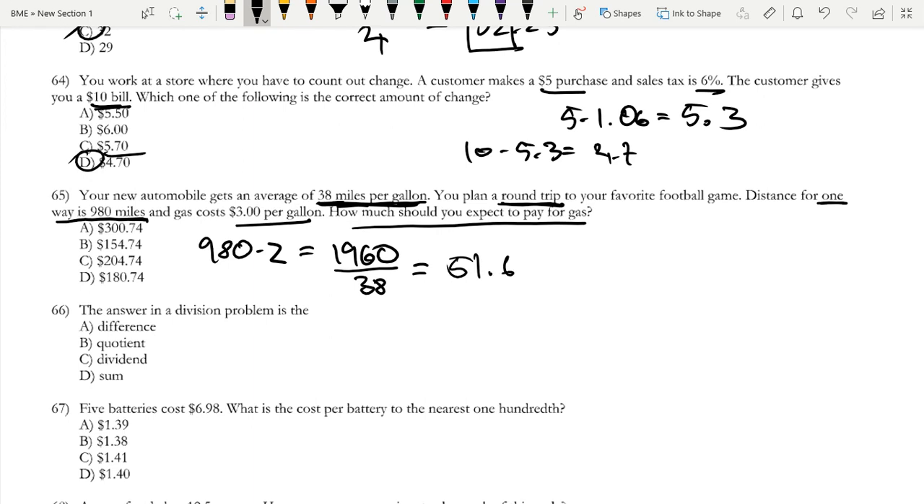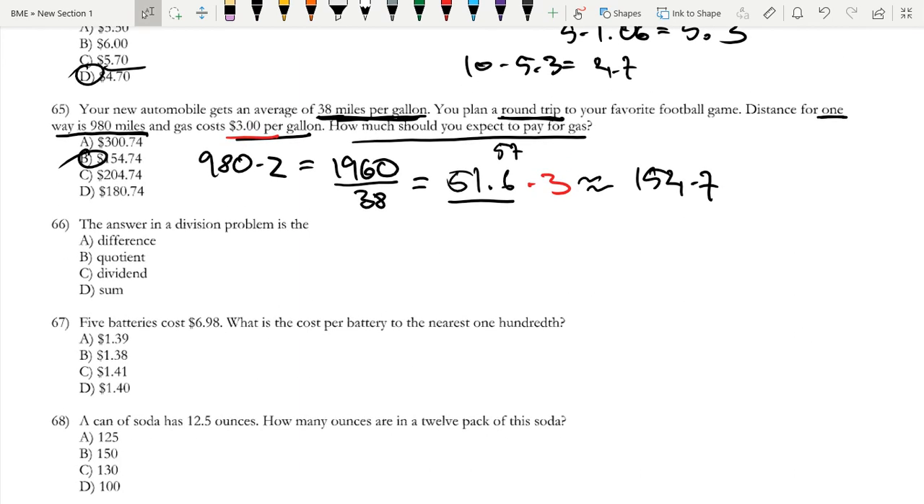Right? And now we're paying $3 per gallon. So we need 51.6 gallons and we have to pay $3 per gallon, so let's do this times 3. And now this is equal to approximately, let's use the approximately symbol. The actual correct number is 51.57, by the way. And this is equal to approximately 154.7, which is option B over here.